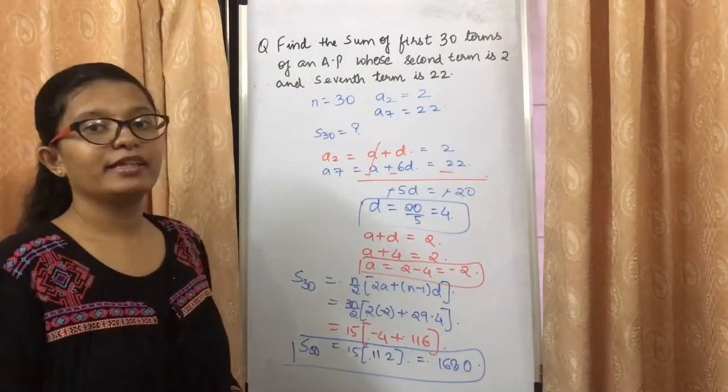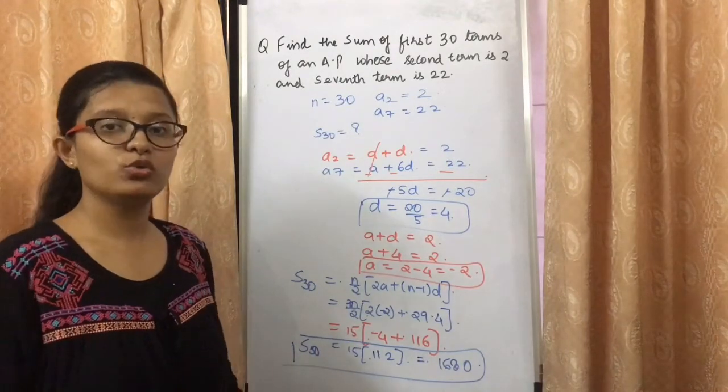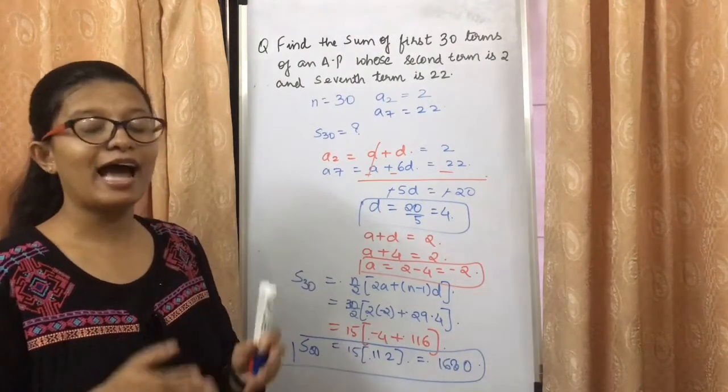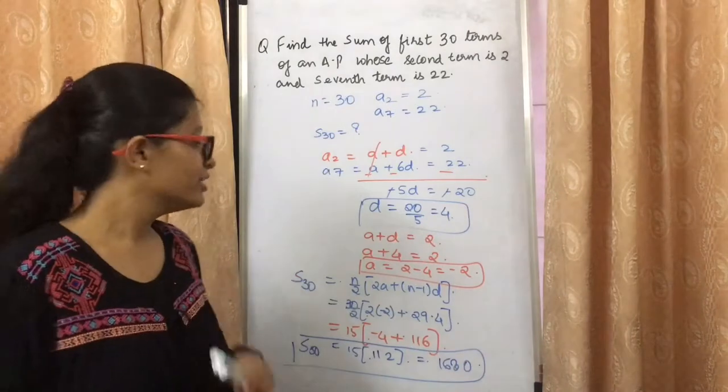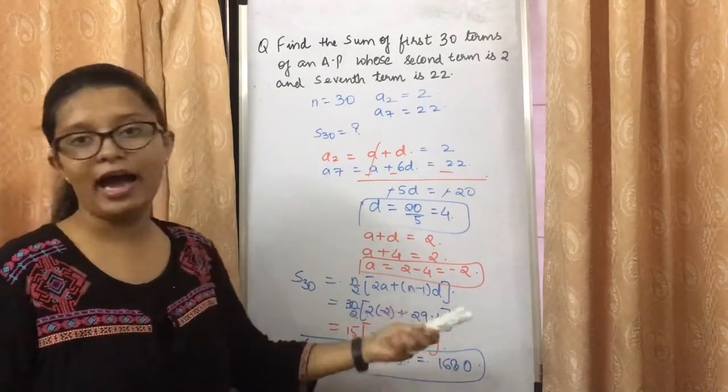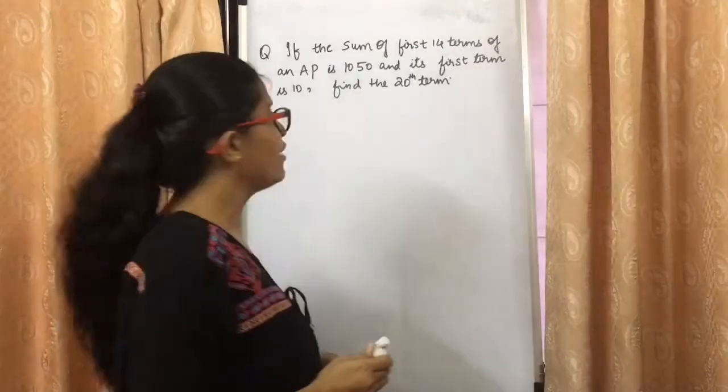So these are the clues which will be given to you to find out the common difference and the first term of the series. And once you know a, d and n, you can just apply the sum formula and you will get the answer. Let's have a look at this question.